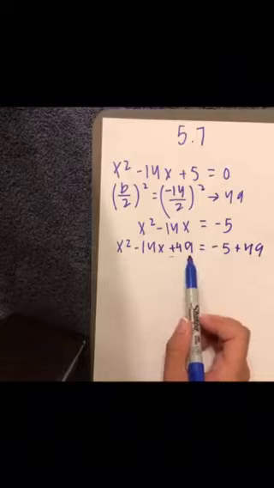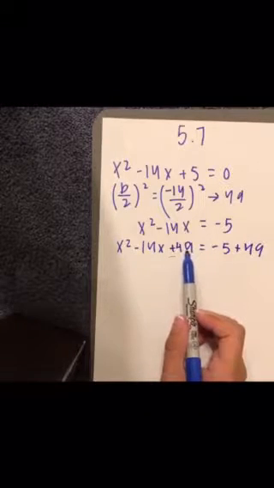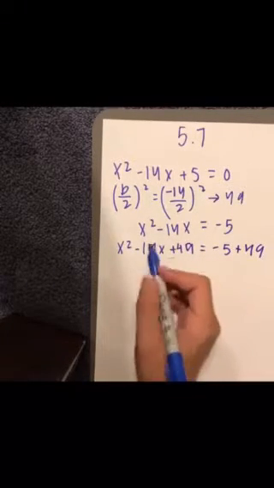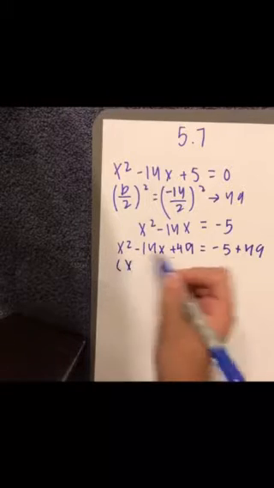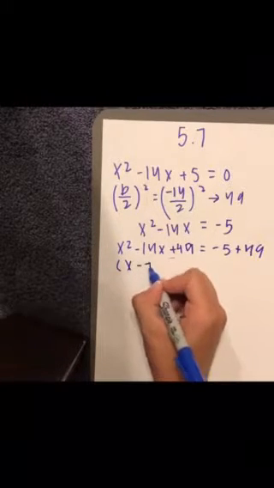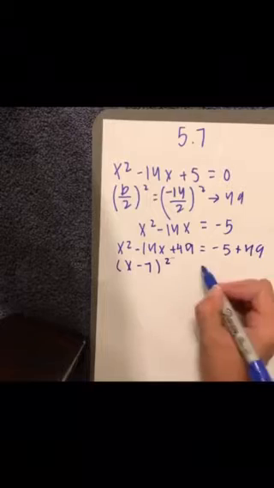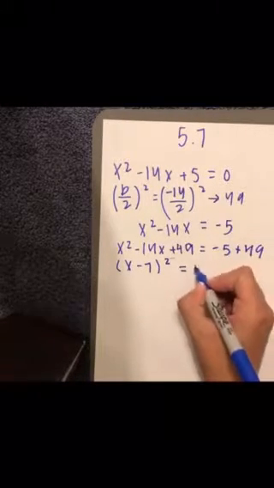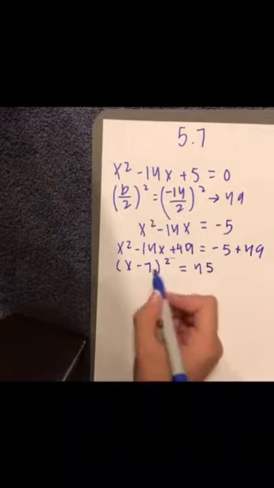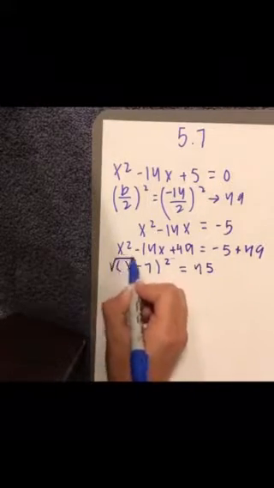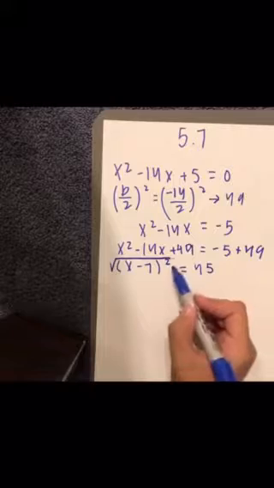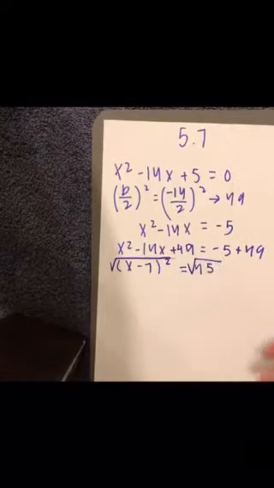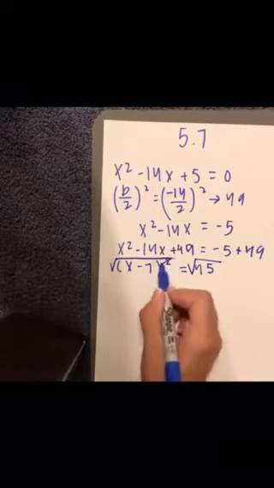Okay, so first we're going to look at this half of the equation. So what multiplies to 49 but adds up to negative 14? That is negative 7. So (x minus 7) squared equals 5 plus 49, which is 54. So we're going to square root this side to get rid of this exponent, and we're also going to square root this side.